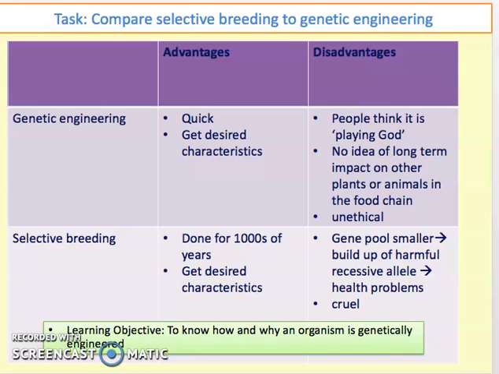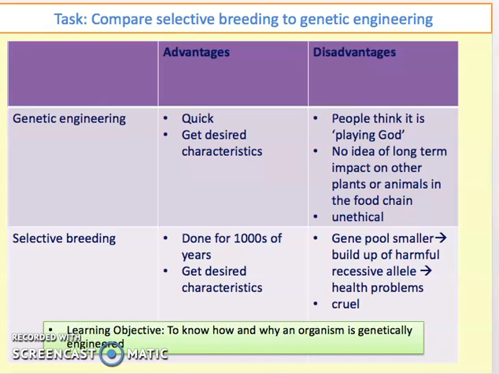So you will find lots of articles online about genetic engineering and people not being happy with GM crops. We also, because we've not had genetic engineering and GM crops for a long time, we've no idea of the long-term impact on other plants or animals in the food chain. And some people just think it's unethical.